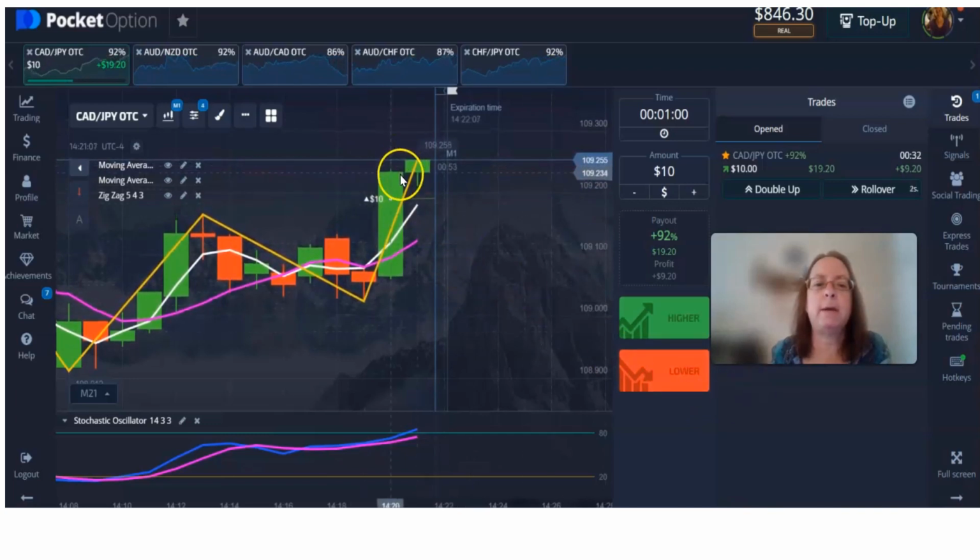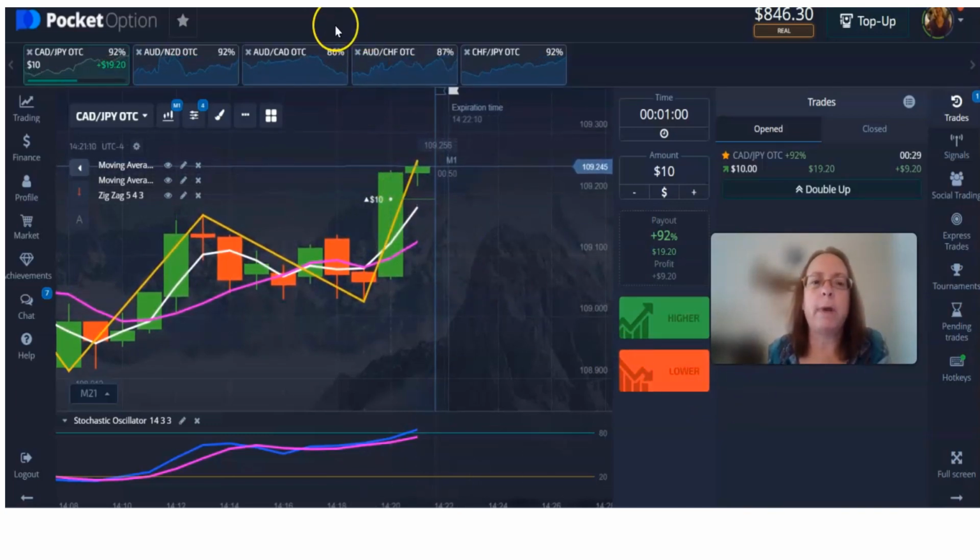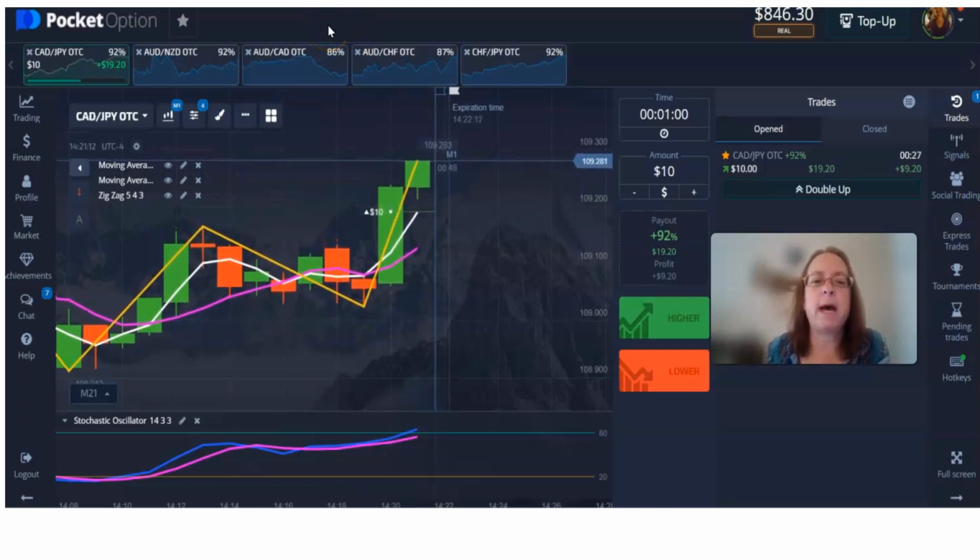There's the zigzag going across to the next candle, which means that the candle will continue in that up direction, and we are going to win this trade, and then we will look for another one.